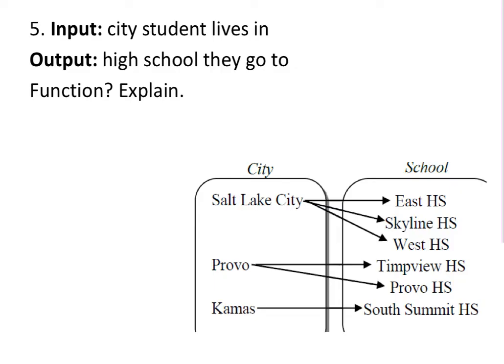So the input is the city a student lives in, and then the output is the high school they go to. Is it a function? Well, if we look at this one, we see from Salt Lake City we got 3 different high schools coming out of there. 3 arrows there, and then from Provo we got 2. Now, doesn't matter which one you say would make it not a function, it still is not a function.